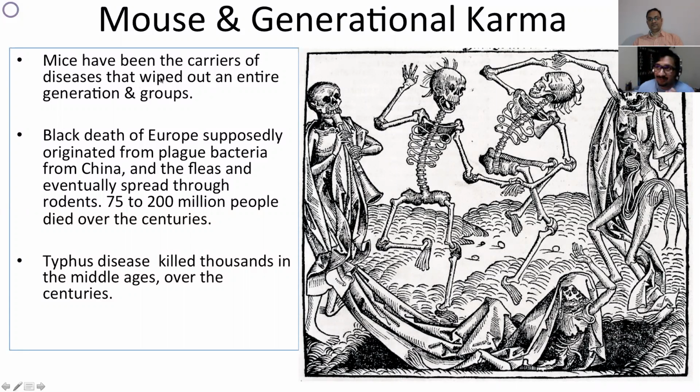So mice have been carriers of diseases that wiped out entire generations and groups. The famous Black Death of Europe happened because bacteria was carried from China, and it ended up killing about 200 million people over the centuries. Those particular centuries, entire generations were destroyed purely because the mice carried the virus, the bacteria. So this kind of generational karma is seen. And typhus is another disease which was again carried by the mice.